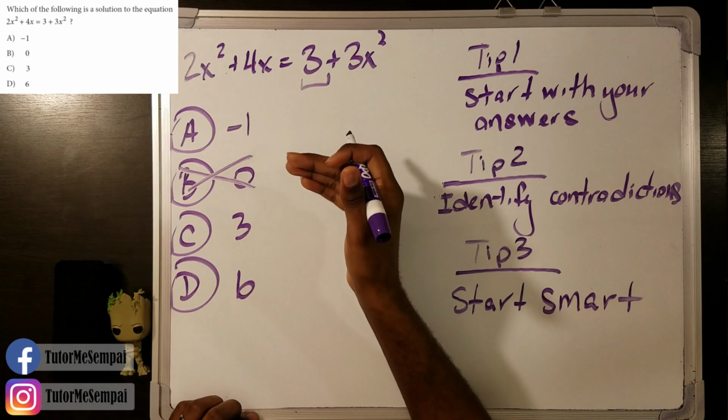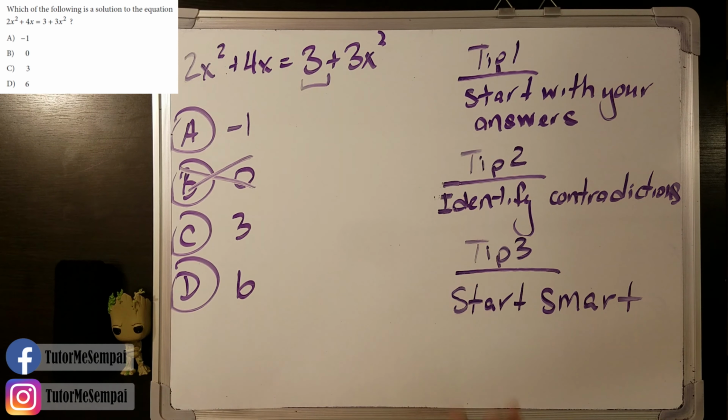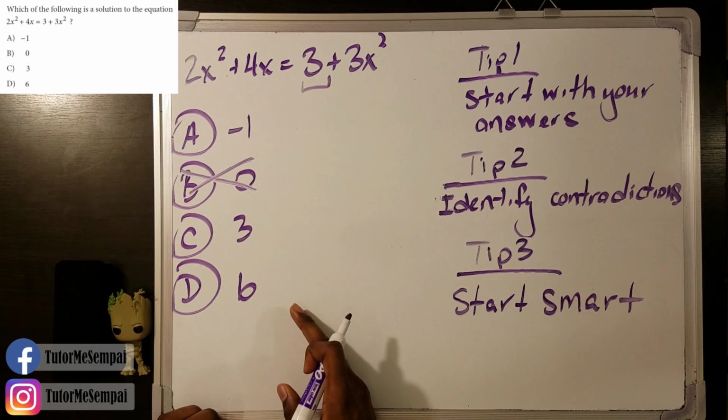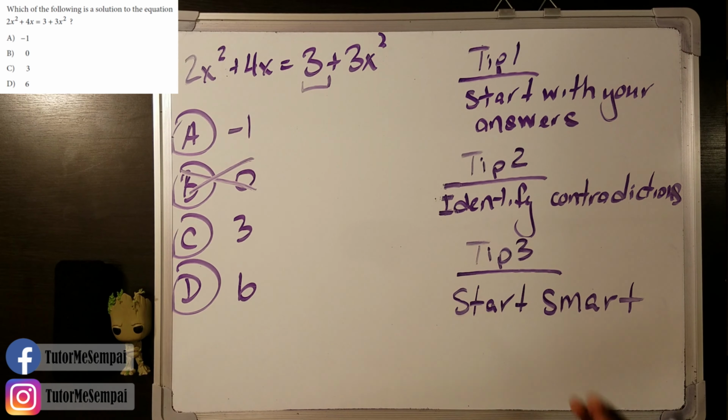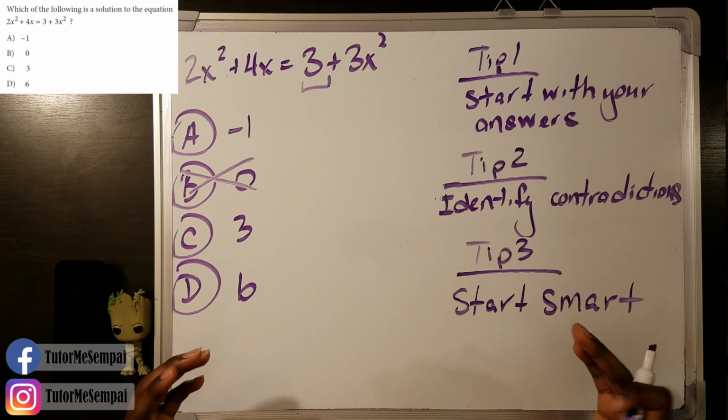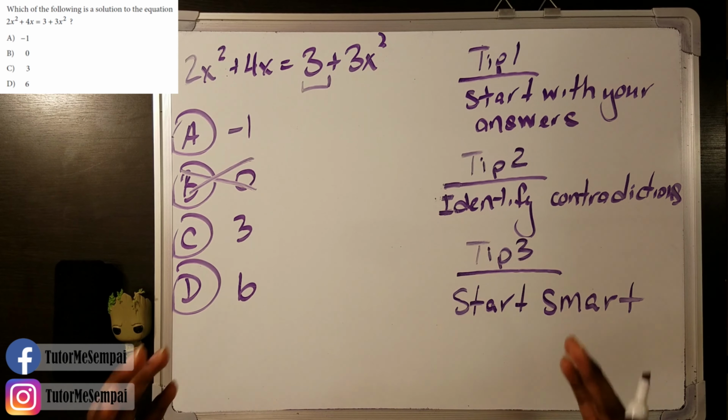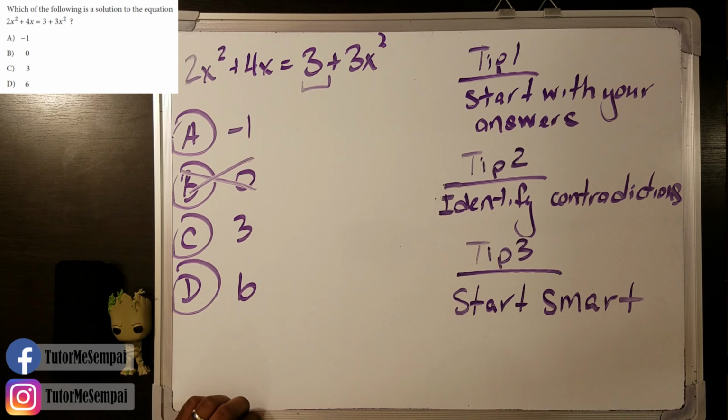However, just by looking at it, we can't necessarily determine if there are any more contradictions. We have to kind of plug in and see what we get. This is where tip 3 really starts to shine. Start smart doesn't just pertain to our answers. It really just means your question, you want to start smart. The entire question. Think smart. Don't give yourself more work if you can eliminate something in the beginning.